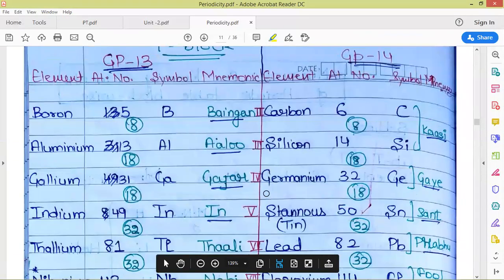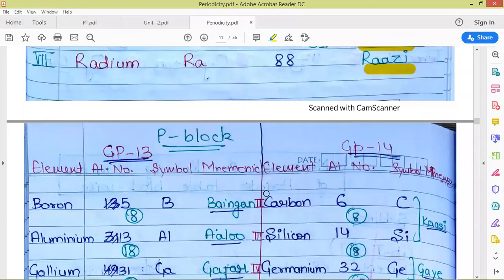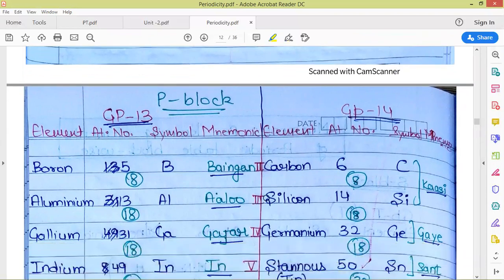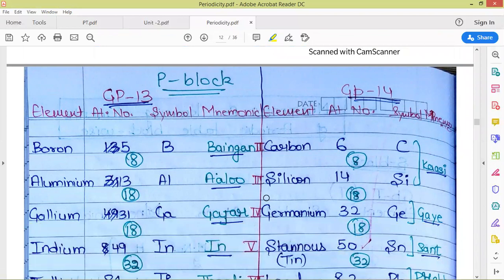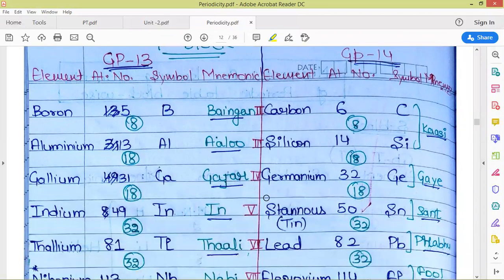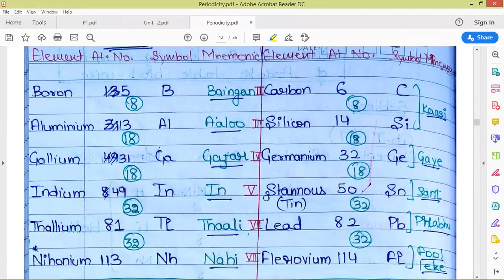the second group. Now we shift to P block elements. We'll start with group 13. P block starts from group 13 and ends with group 18. We'll try to learn the mnemonics for all 6 groups of P block elements. So here is the first group of P block, that is group 13.